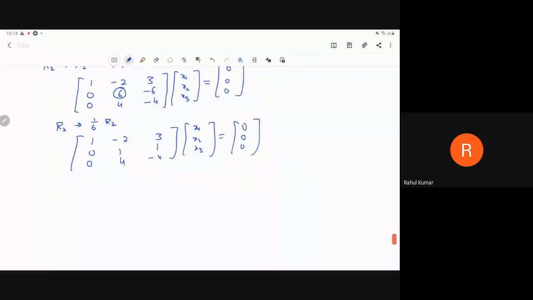Now, because I have made 1 here, use this 1 to make 0 in the second column. Let's do it. So which operation? R3 is replaced by R3 minus 4 times R2. Apply this and see what you get. 1 minus 2, 3 as it is. 0, 1, 1 as it is. 0.